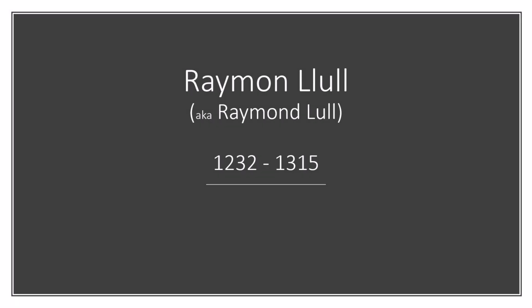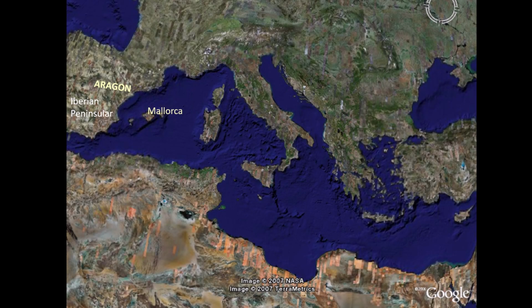While many so-called Christians were attacking and killing Muslims, there were others who had a different approach. Raymon Llull, or in English, Raymond Lull, was born on the small island of Majorca off the coast of Spain around the year 1232.